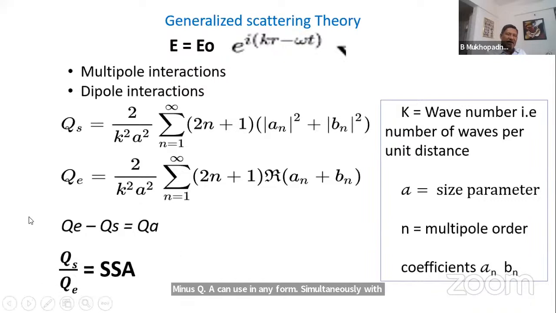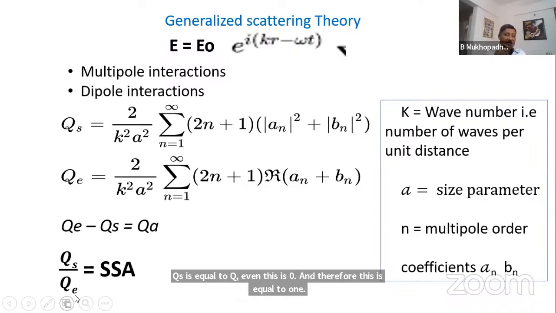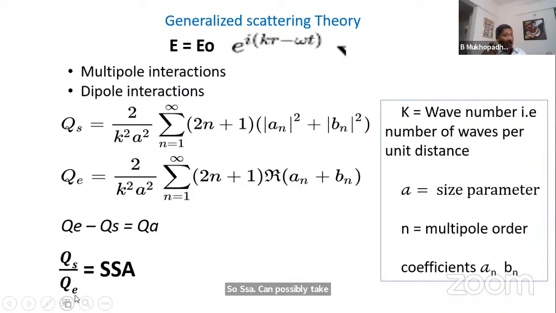Now, what does it say that is important? It says that when QS is zero, that means there is no scattering. There's only absorption. So SSA is also zero. The SSA, single scattering albedo, in the absence of scattering, will be zero. Well, that never happens, but that's a hypothetical thing to understand the range of values of SSA. And when there is no absorption, then QS is equal to QE, and therefore SSA is equal to one. So SSA can possibly take the value range of 0 to 1. When it is 1, it is pure scattering and no absorption. And when it is 0, it is pure absorption and no scattering.